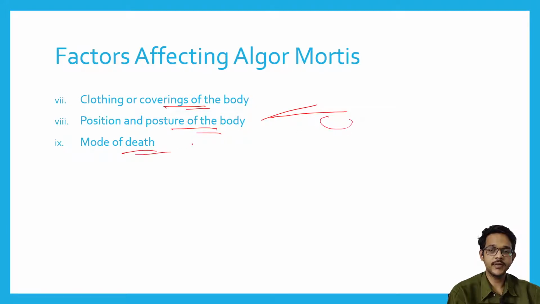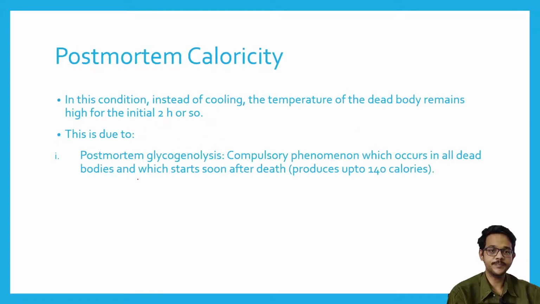Mode of death: whether the person has died naturally or unnaturally also affects the rate of cooling. If the person had a rigorous assault or was in a fight, then the body temperature is higher at the time of death, and the rate of fall will be less in those cases.